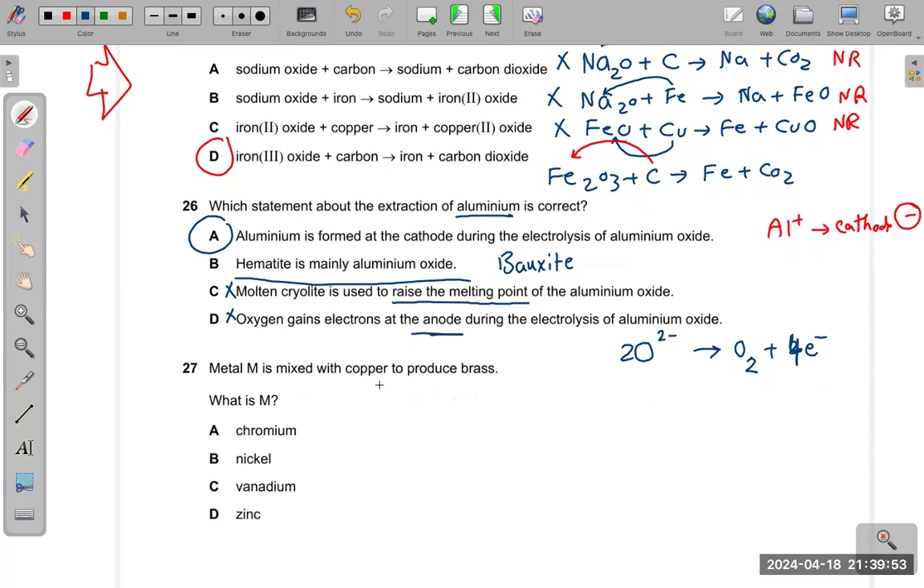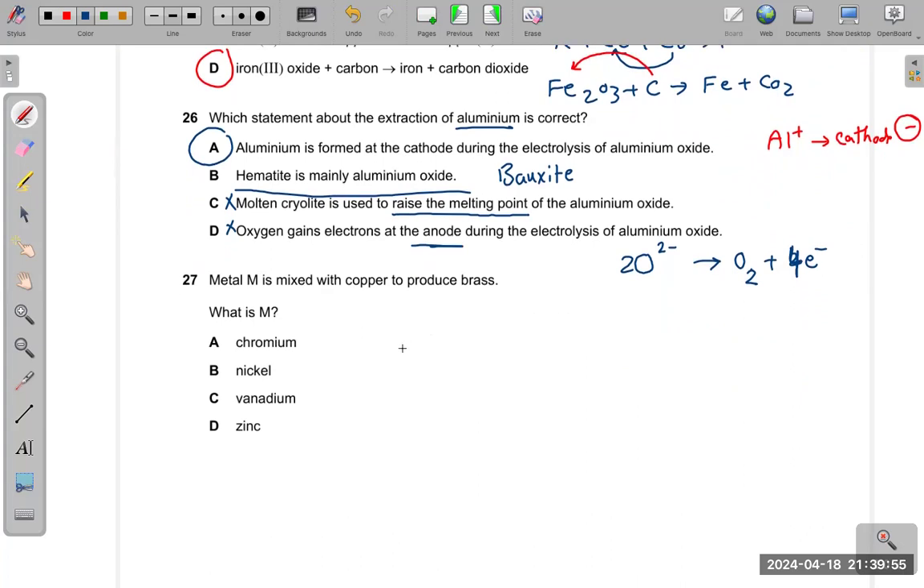The metal M is mixed with copper to produce brass. What is the metal that I mix with copper to give me brass? This is zinc for sure. This is also important.